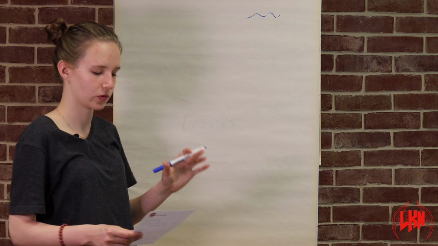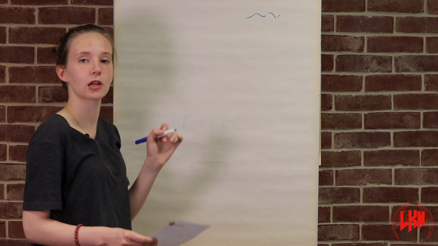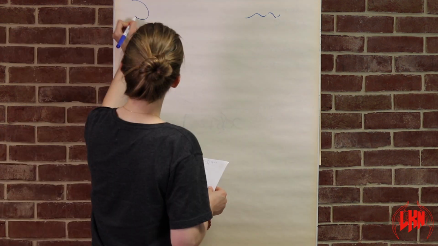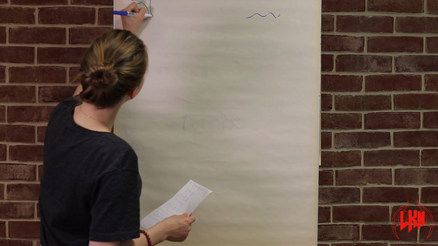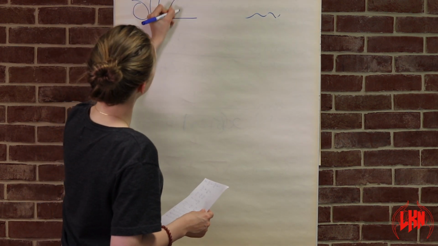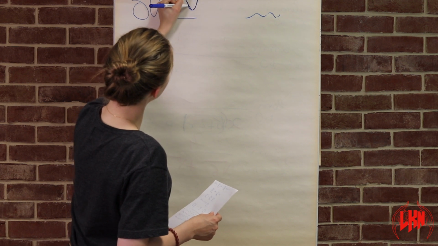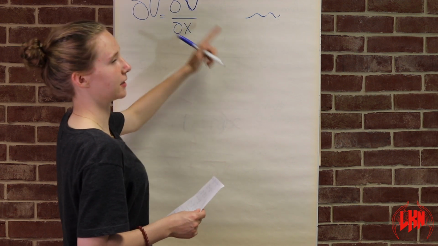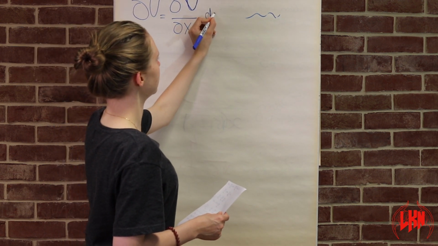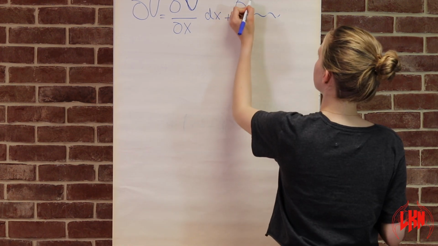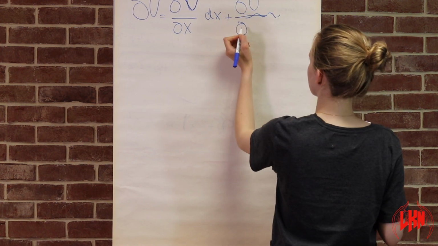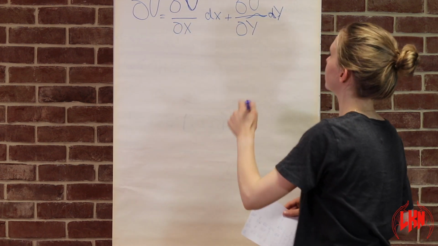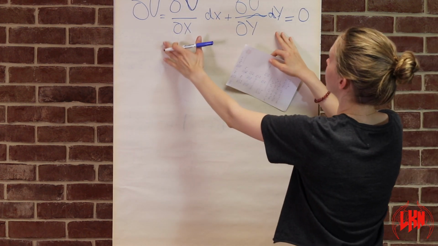Now I'm going to demonstrate how we find that the marginal rate of substitution is equal to the change in y over the change in x. So, change in utility is equal to change in utility regarding change in consumption of good x regarding x, so dx, plus change in utility over change in consumption of good y regarding good y. And we know that the change in utility is equal to 0. All of this needs to be equal to 0.